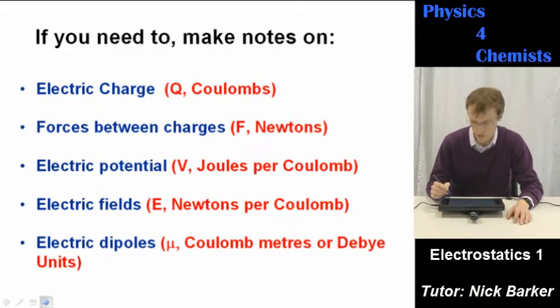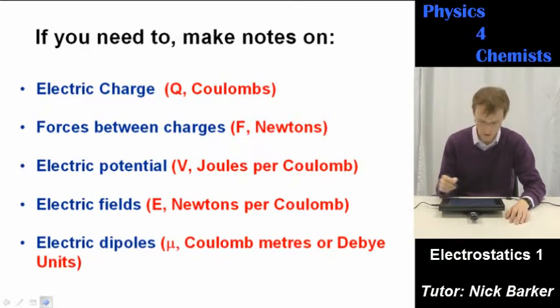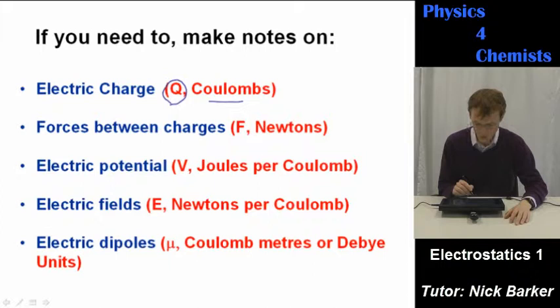If you need to, you can make notes, but you need to revise and be familiar, I think, with the following terms. Electrical charge, that's always given the symbol Q, sometimes uppercase, sometimes lowercase, and the unit is the Coulomb, named after a French scientist, and more about him later, and the symbol for the Coulomb is just a capital C. Forces between charges, we'll be looking at that as well. Forces were abbreviated to F, and the unit, the Newton, and the symbol for the Newton is just an uppercase N.